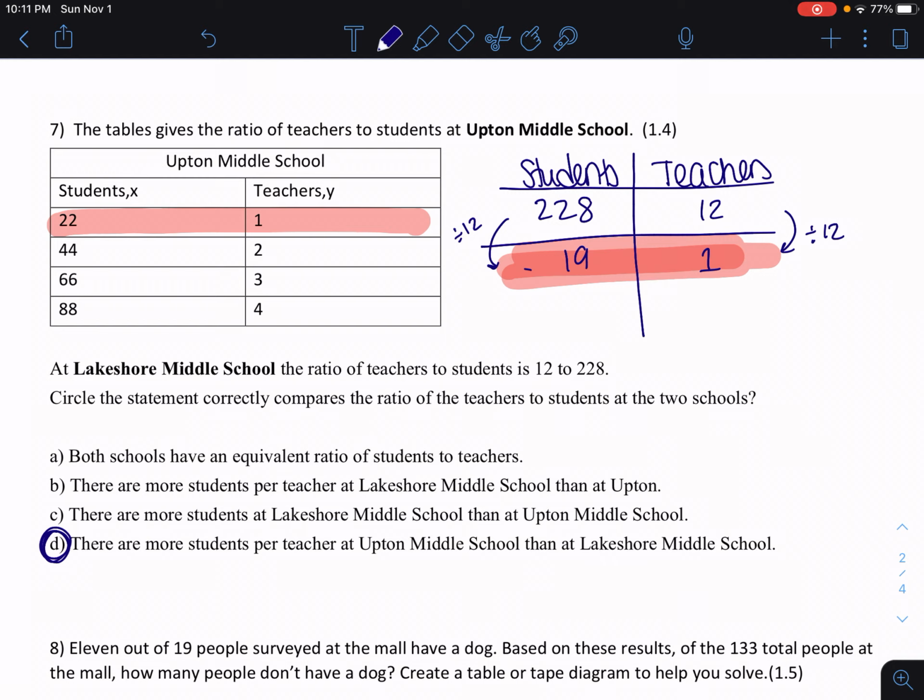Part C says there are more students at Lakeshore than at Upton. Well, they don't tell us that. They just tell us the ratio of students to teachers, not how many students there are. So D is our correct answer there.